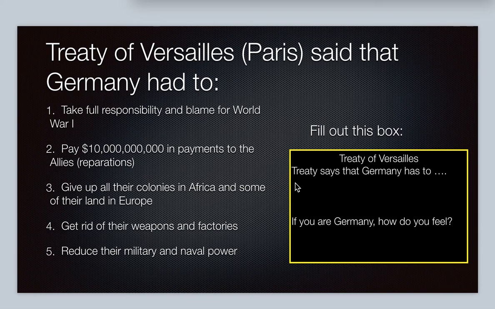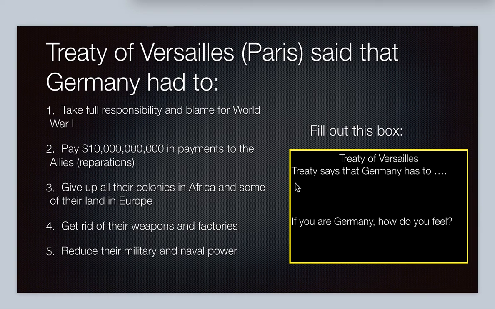The state is going to look completely different. Its borders are going to be changed. Number four, they have to get rid of their weapons and their factories. So they have to get rid of the weapons they currently have, and they cannot make any more weapons.